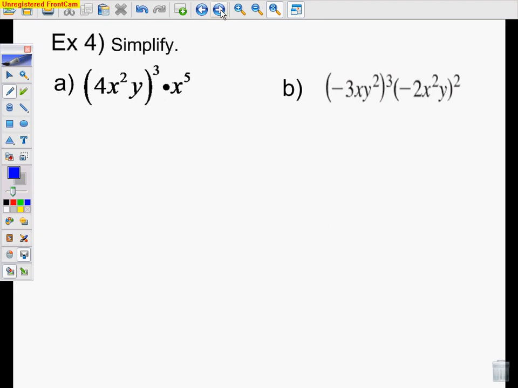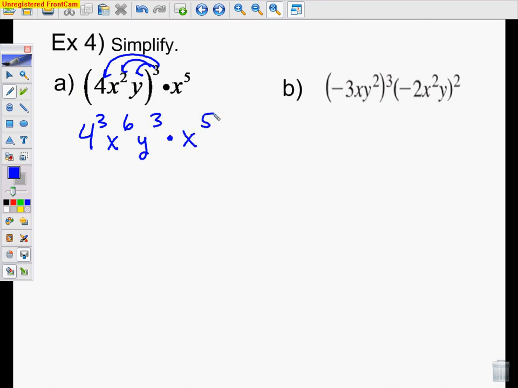Okay? Alright, let's do a little bit of simplifying here. In part A, we take this 3, do what with it? Distribute, good. So we would have 4 to the third, x to the what? 6, right? Because we're multiplying the exponents together. Y to the third, and then we're going to multiply by x to the fifth.